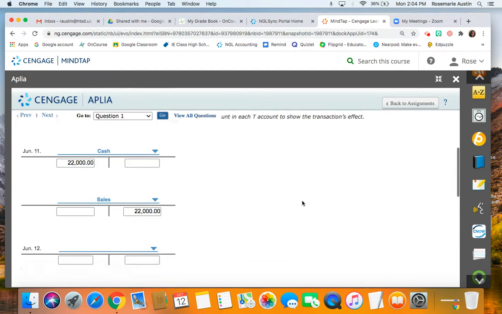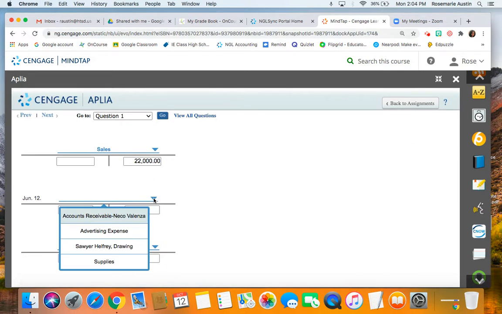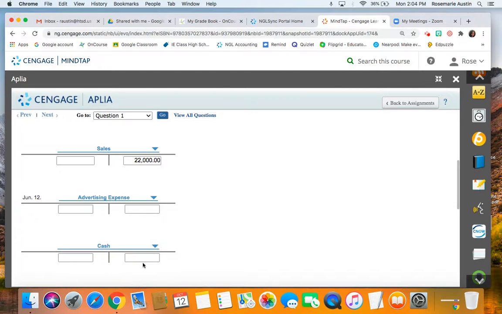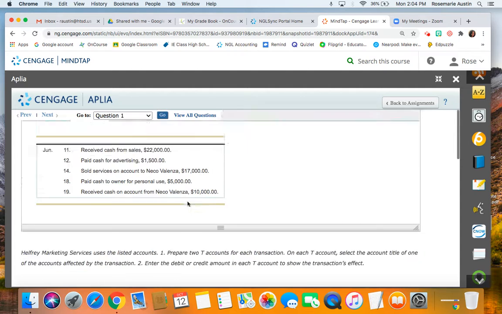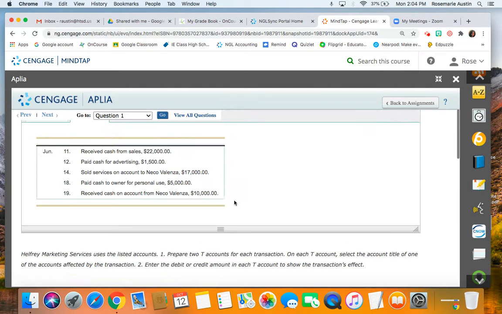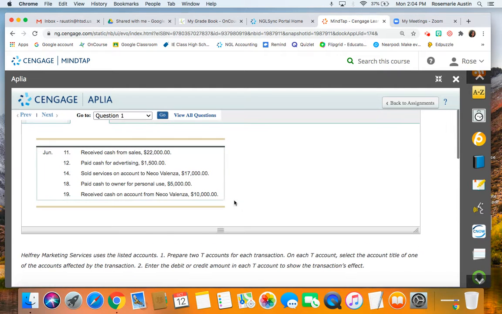So let's do that one. So June 12th, we have advertising expense. And then the second account is cash. And what was that amount again? 1,500. So advertising expense is going to be debited by 1,500. Cash is going to be credited by 1,500. Okay.